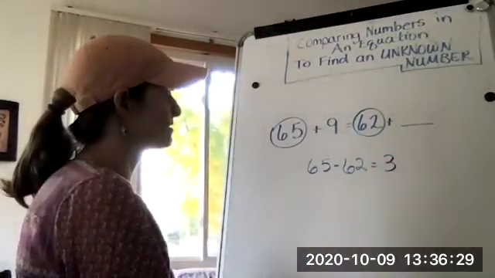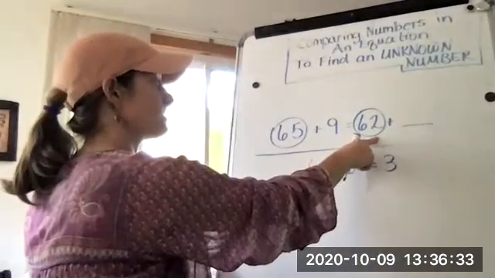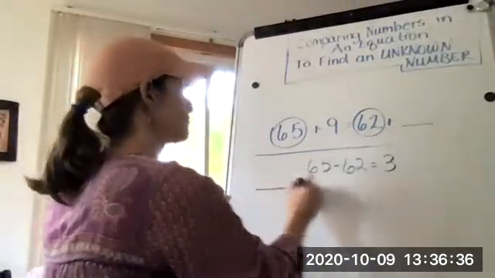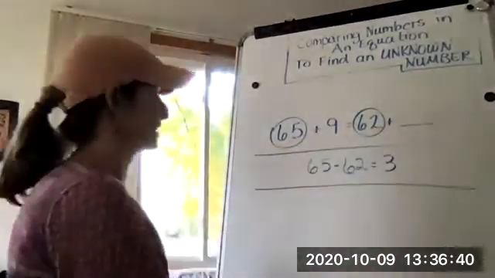Remember what we do now? Okay, so that's that first step. Find the numbers that are closest. Find the difference between the two. So I know that this side of the equation is 3 more than that side.